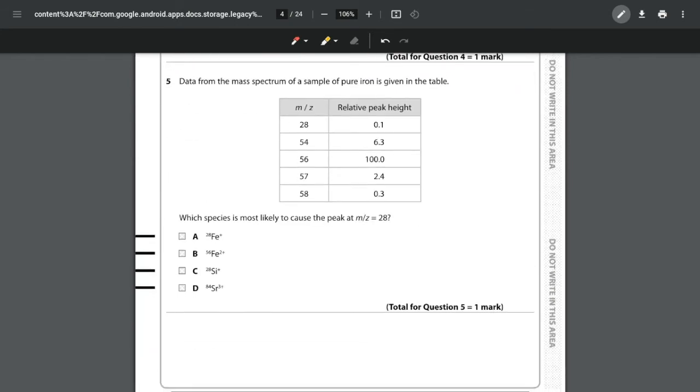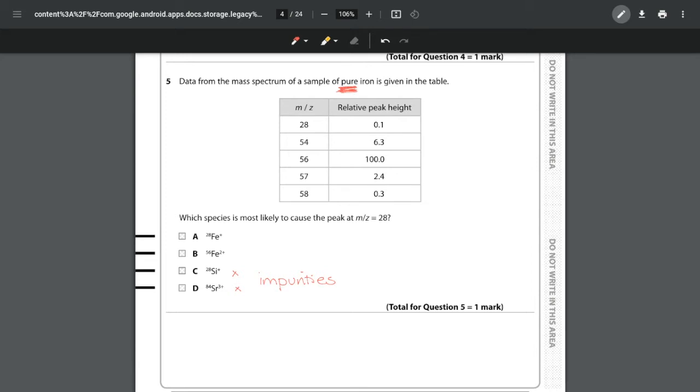For question 5, we've got some information from a mass spectrum. So we have a sample of pure iron, very important that it's pure, and is given in the table. And we've got some mass to charge ratios and the peak heights. And we want to know which species is most likely to cause the peak at the mass to charge ratio of 28. Well, we can automatically get rid of C and D because these would only be possible if they were impurities, because we're told that the iron is pure. So it cannot be the silicon or the strontium. So that leaves us with Fe2+ with a mass of 56 or Fe+ with a mass of 28.